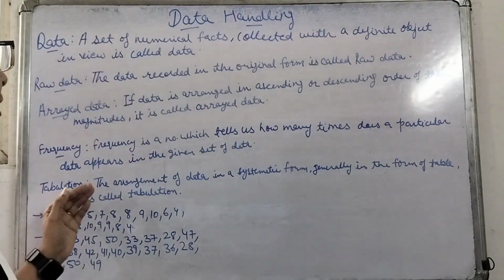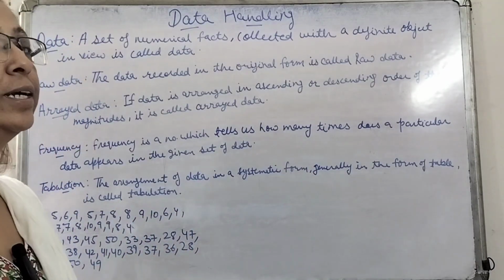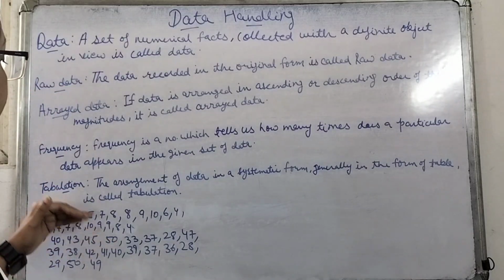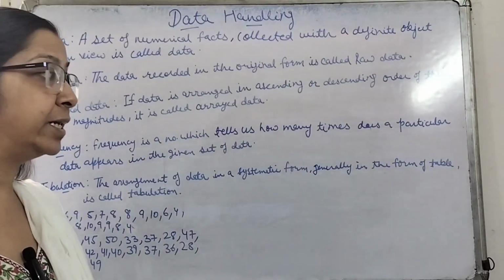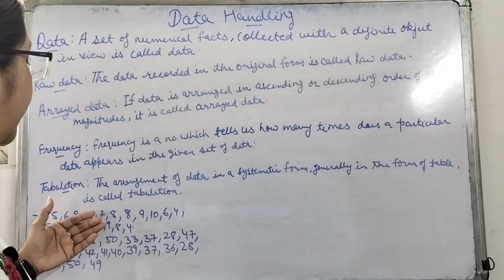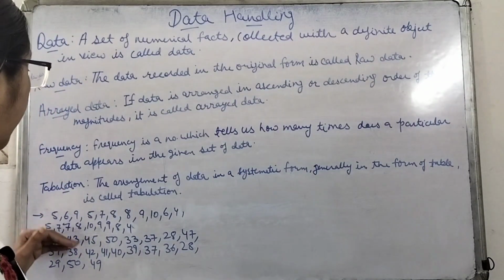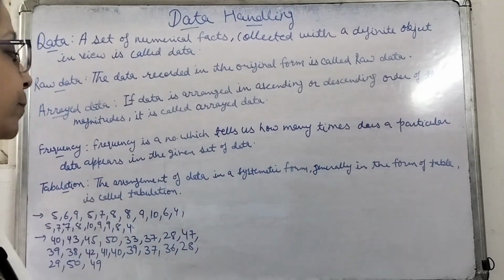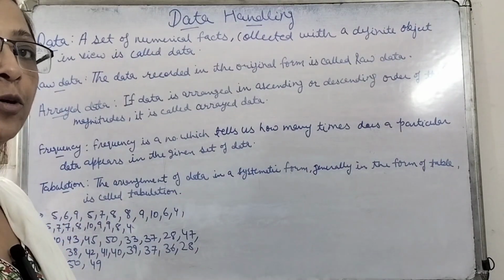Now tabulation. The arrangement of data in a systematic form, generally in the form of a table, is called tabulation. So this is the random data which we have collected, which is known as raw data. It is not easy to understand this data, but if this data is represented in tabular form, then it will be very easy to understand what the data wants to say, or what information we want to take out from the data. So when we arrange this data in a systematic form, in the form of a table, it is known as tabulation.